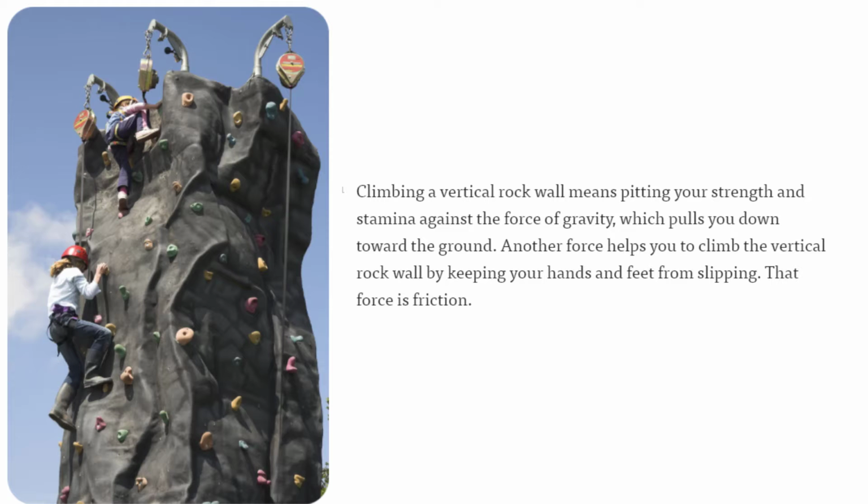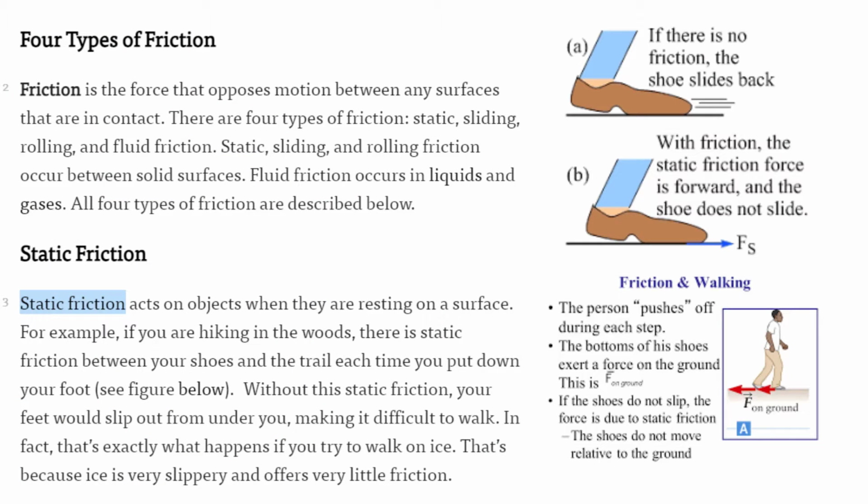Four types of friction. Friction is the force that opposes motion between any surfaces that are in contact. There are four types of friction: static, sliding, rolling, and fluid friction. Static, sliding and rolling friction occur between solid surfaces. Fluid friction occurs in liquids and gases. All four types of friction are described below.